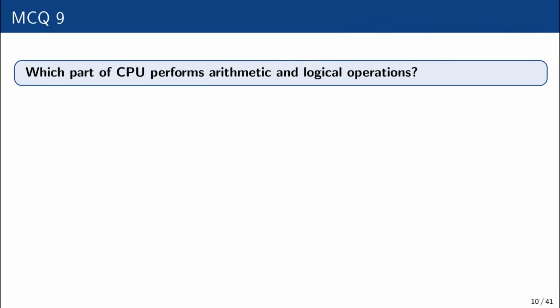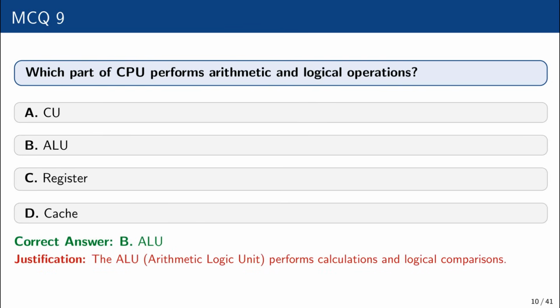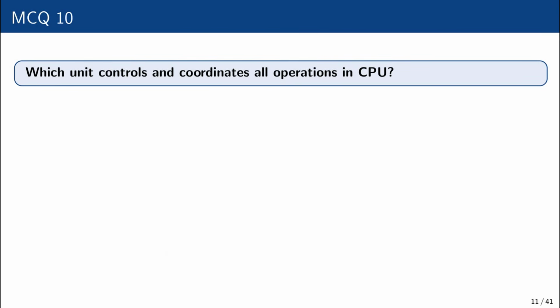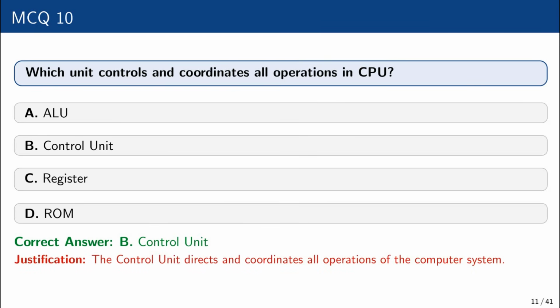Question number 9. Which part of CPU performs arithmetic and logical operations? CU, ALU, register, cache. The correct option is ALU, because the ALU, arithmetic and logic unit, performs calculations and logical comparisons. Question number 10. Which unit controls and coordinates all operations in CPU? ALU, control unit, register, ROM. The correct option is control unit, because the control unit directs and coordinates all operations of the computer system.